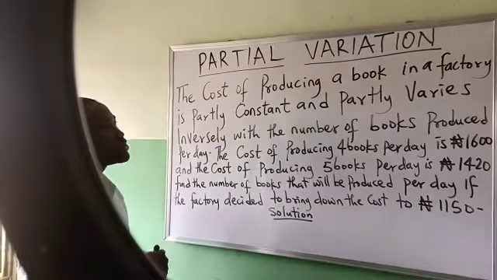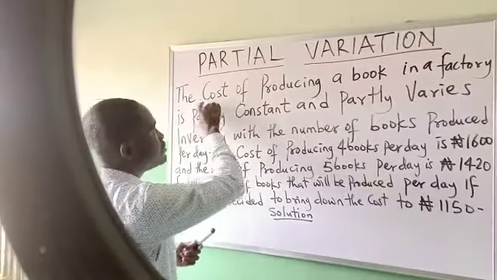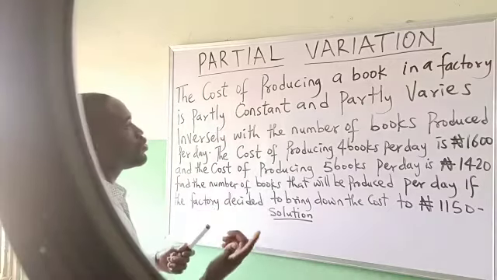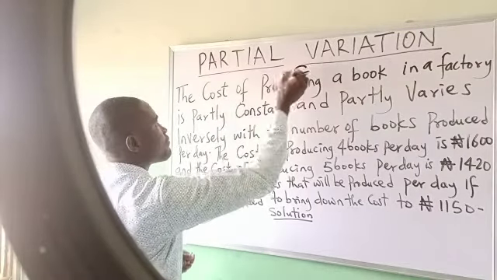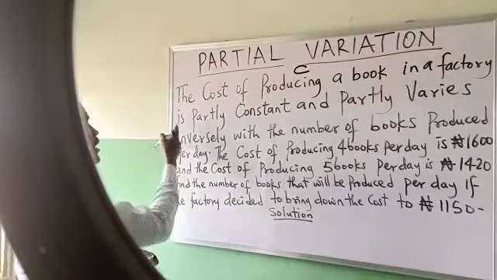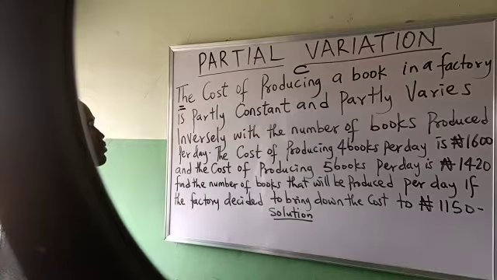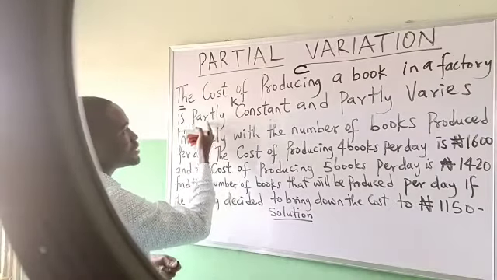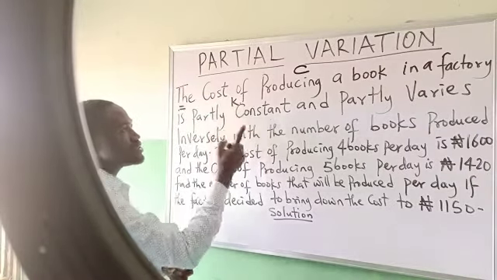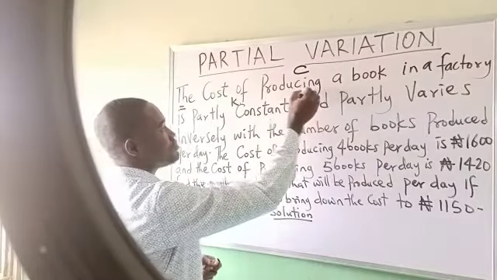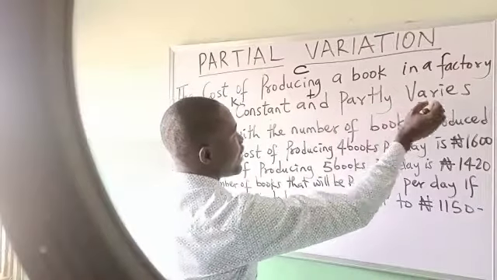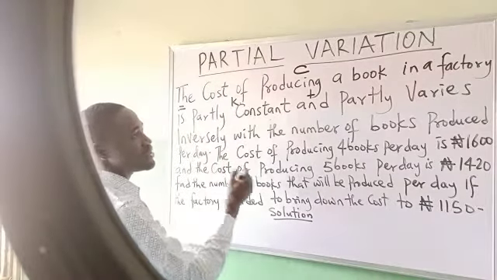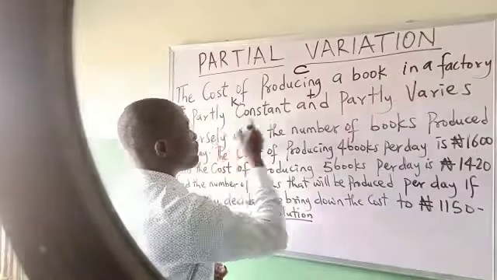Now, they said the cost of producing a book in a factory. We need to replace all this group of words with a letter. The cost of producing a book in a factory, let me call everything here C. Then "is" means equals to. A factory constant means K. I use a letter to show that this is a constant. And means plus. Patri varies inversely.